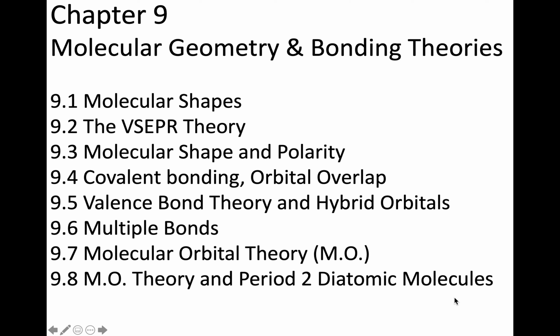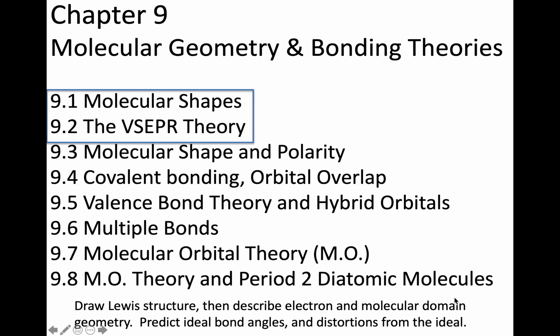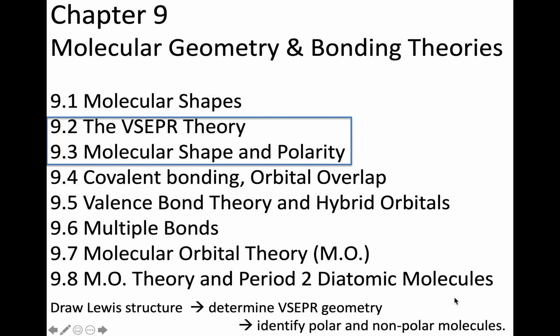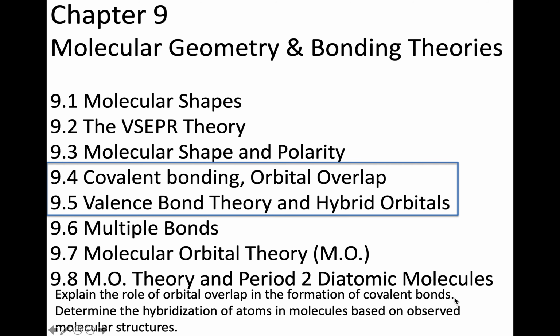Within this video, we're going to look at a bonding model described in Chapter 9. Chapter 9 begins by considering VSEPR theory. We want to be able to draw Lewis structures, determine electron and molecular domain geometries, predict ideal bond angles, and distortions from those ideal bond angles. Consider the shape, and be able to determine whether molecules are polar or nonpolar. This involves drawing the Lewis structure, determining the VSEPR predicted geometry, and considering then the shape of the molecule.